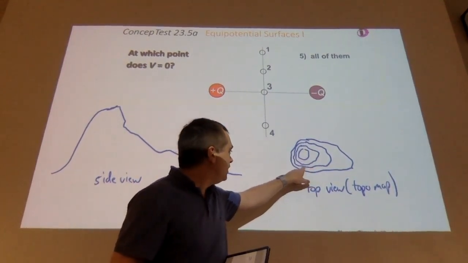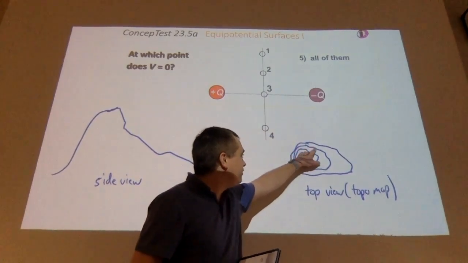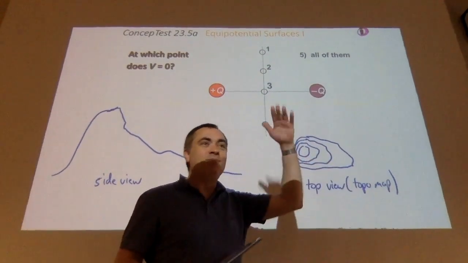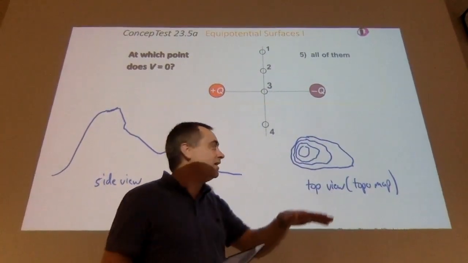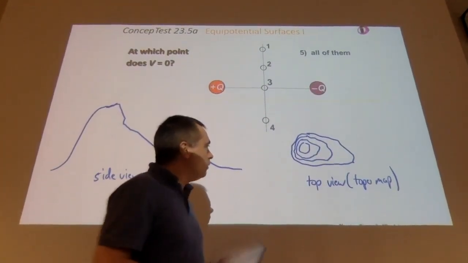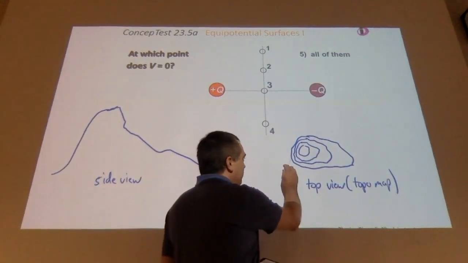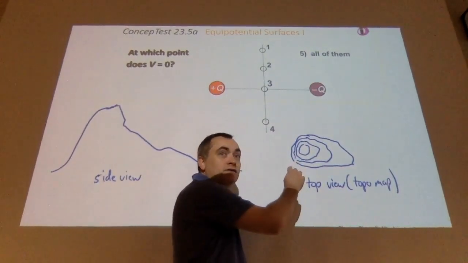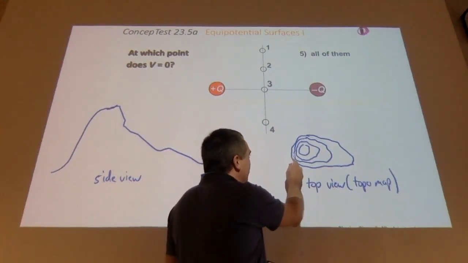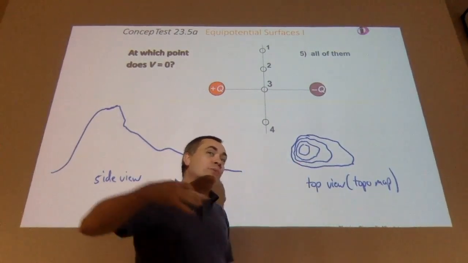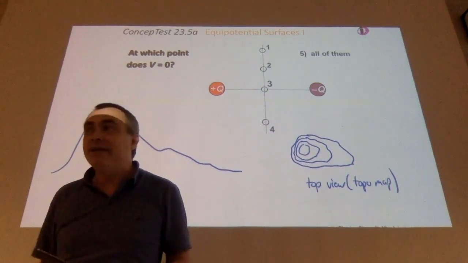Because if you just pick this line and go around this way, assuming there's a path that follows that, you never go up or down. You stay nice and easy level, and everything is fine. Okay? What you don't want to do is go perpendicular to these lines. See, this indicates that your slope or your potential is changing rapidly.